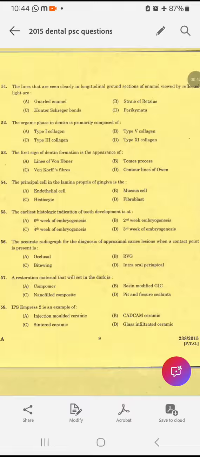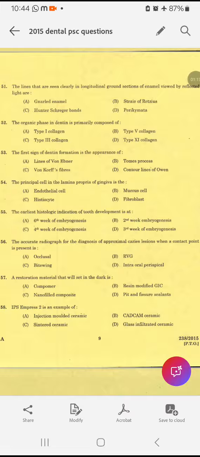Okay. Now question number 52. The organic phase in dentine is primarily composed of type 1 collagen, type 5 collagen, type 3 collagen or type 11 collagen. The organic phase in dentine is primarily composed of A. Okay, type 1 collagen. Type 1 collagen is present in the organic phase of the dentine.